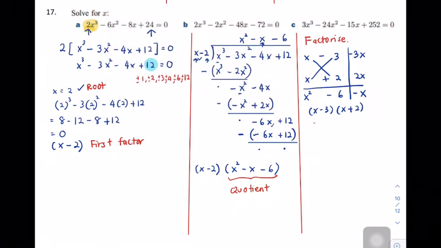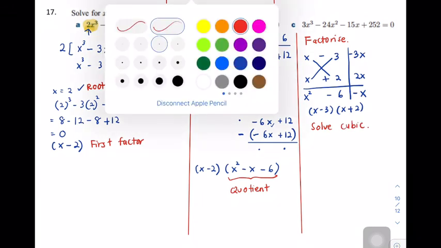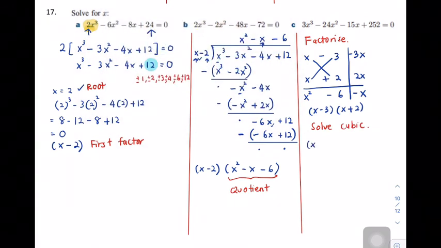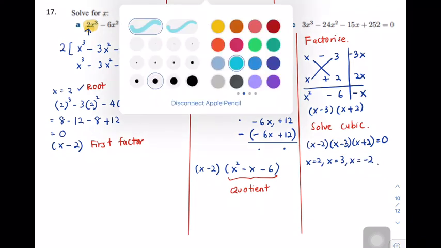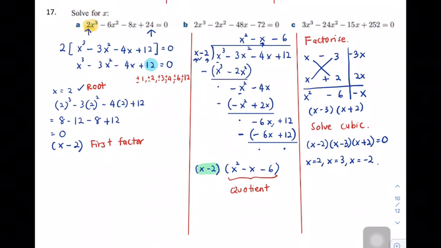Okay, now to solve the cubic means you have to find all the values of x. So we put here x minus 2 times x minus 3 times x plus 2 equal to 0. So x equals to 2, x equals to 3, x equals to negative 2. And you are done. So that is all for solving cubic equation.